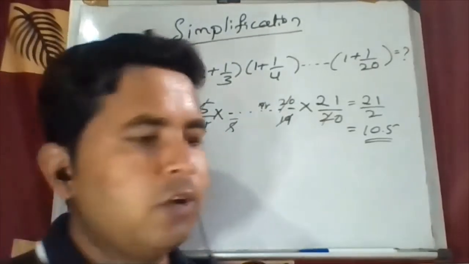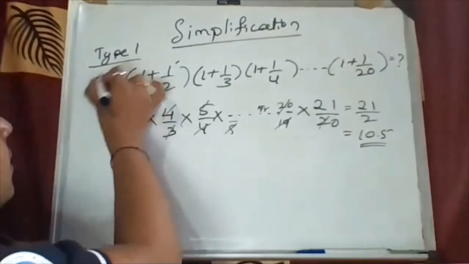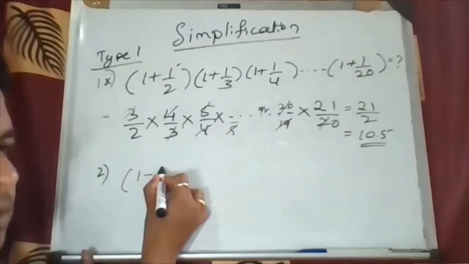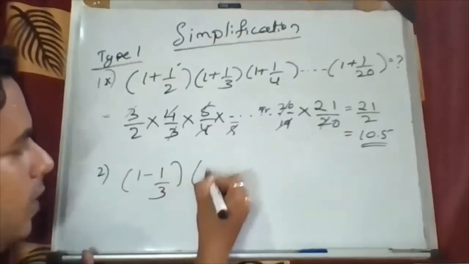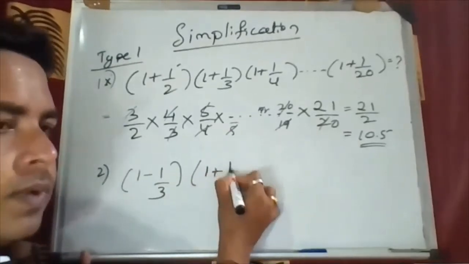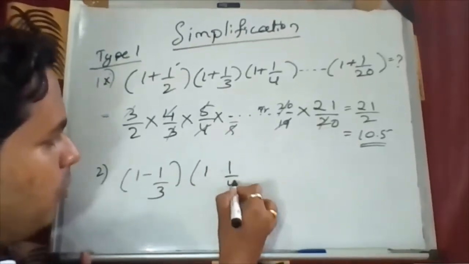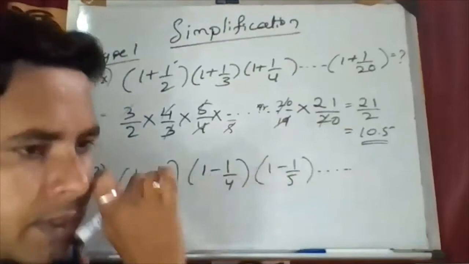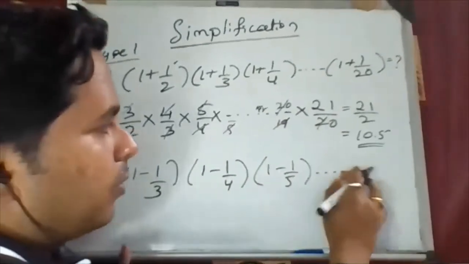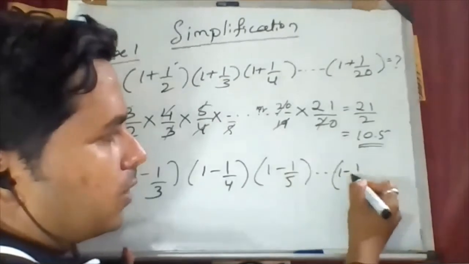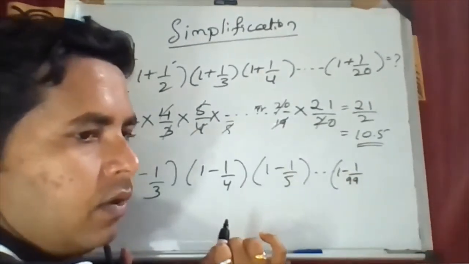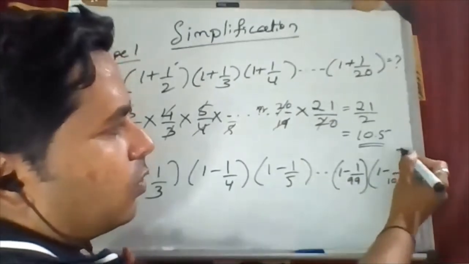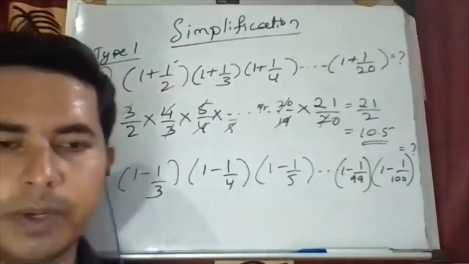So in the same way, one more question comes with a minus sign. So I'll take one more question with a minus sign. 1 minus 1 by 3 into 1 minus 1 by 4 into 1 minus 1 by 5. So it just continues, and the last number will be what? Before that, 1 minus 1 by 99. And here 1 minus 1 by 100. So they'll ask what is the answer. Can you try and tell me this question?